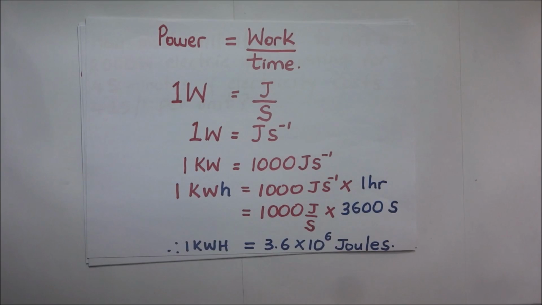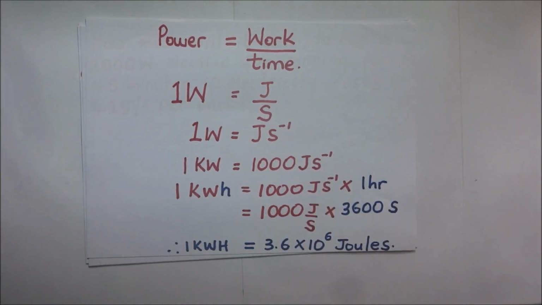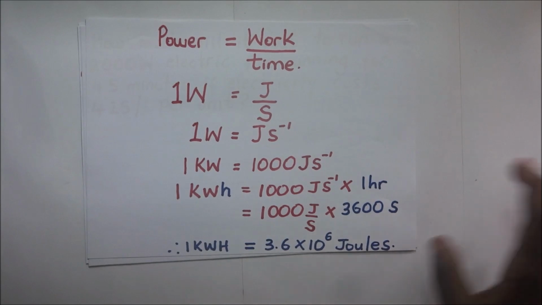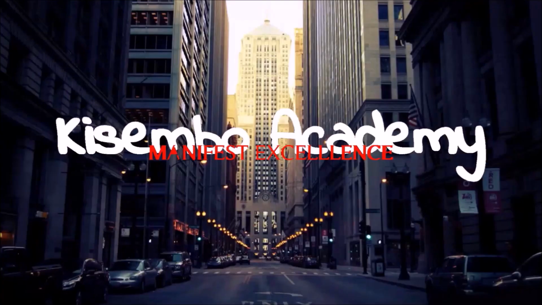So by definition, the kilowatt hour is the amount of energy that is supplied at a rate of 1,000 watts for 1 hour. And the number of joules of energy in 1 kilowatt hour is 3.6 times 10 to the power 6 joules, and this is how we are able to get those joules of energy. So in today's session, I get to explain how we calculate the kilowatt hour in the billing of electricity.